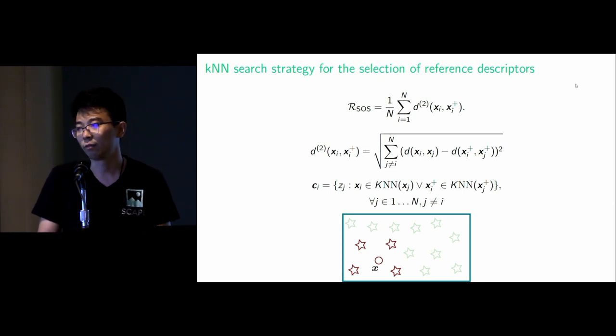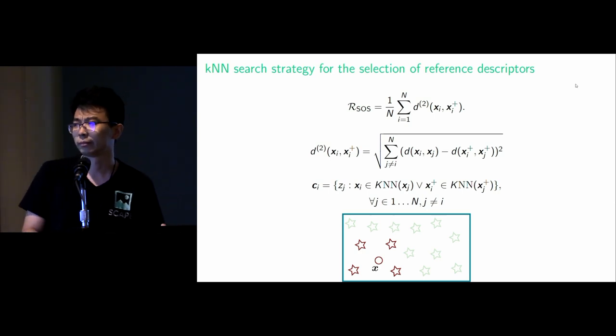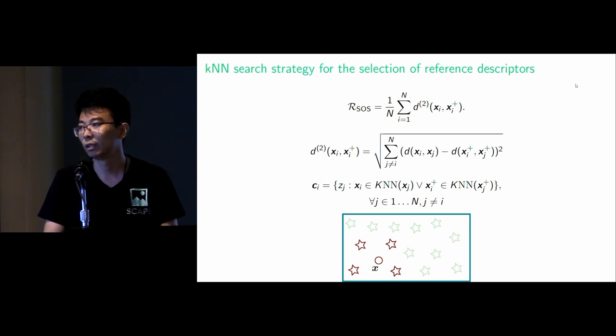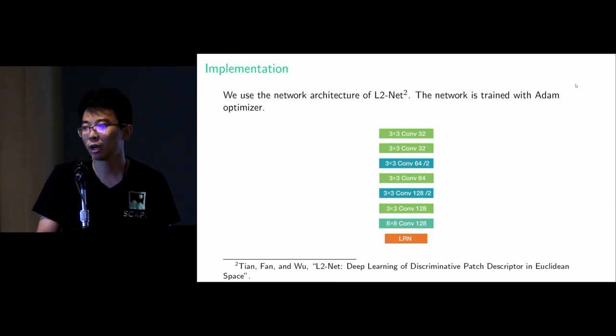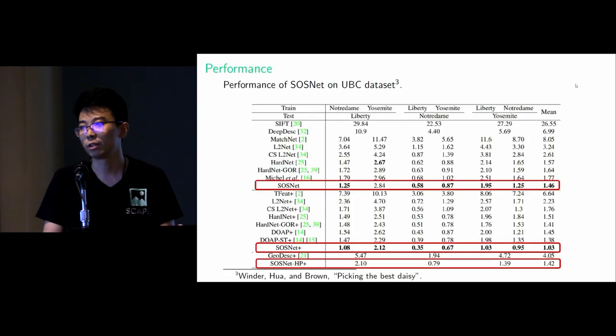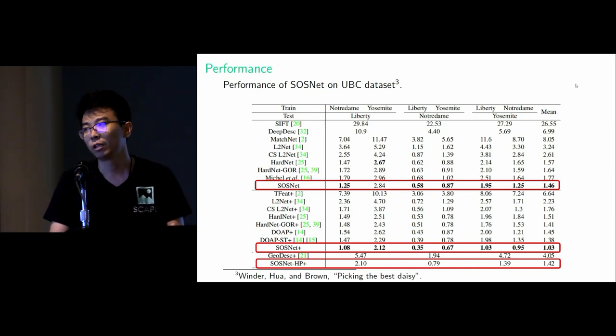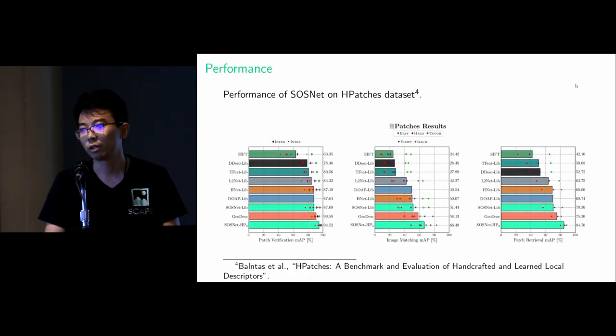And from the formulation of SOSR, we can see that it only imposes constraint on matching discriminators. Therefore, it is only a regularization term and cannot be used solely in training. And we adopt the network architecture of L2-Net, and the network is trained with Adam optimizer. SOSNet achieves state-of-the-art performance on several standard benchmarks evaluating local discriminators. And we have tested on tasks including patch verification, patch matching, patch retrieval, and 3D reconstruction.